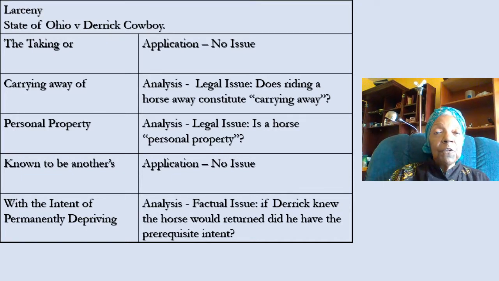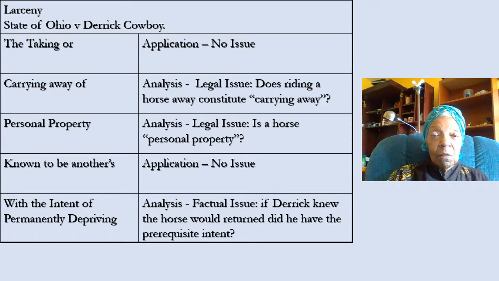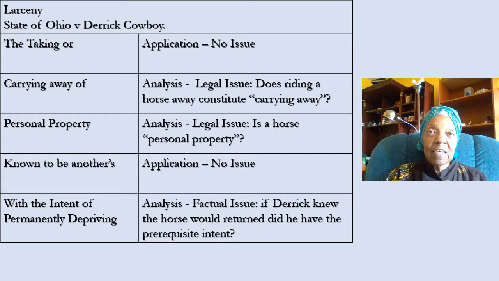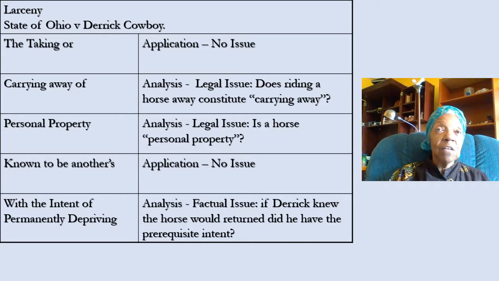So if you decided to do larceny, larceny is the taking or carrying away of personal property known to be another's with the intent to permanently deprive. There's a difference between application and analysis. Application is when there are facts and you just show that the facts meet the rule. There's really no analysis because the facts on their face meet the rule.